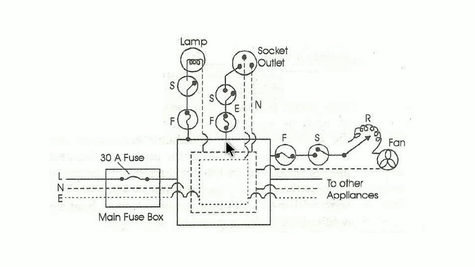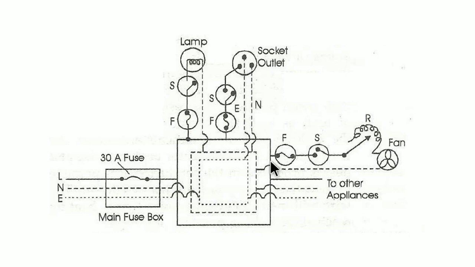And from here there is a socket outlet, meaning a charging point we can say. Over here from the live wire a fuse is connected, and from here another switch is connected, which goes to the socket. And here the neutral and the earth wire are also connected in a similar way. The upper terminal is for the earth wire, and this one is for the neutral.